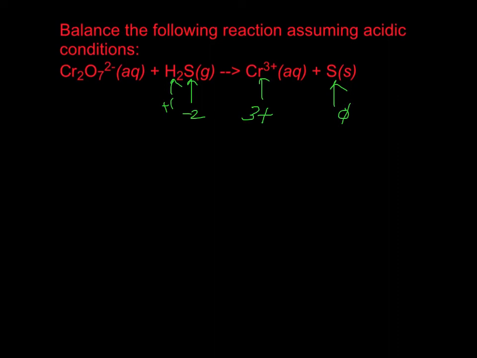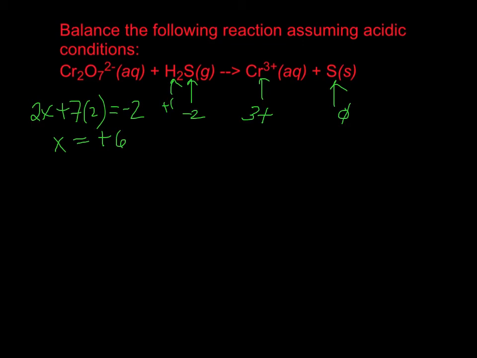And over here, our chromium, you can set up an algebraic expression if you don't want to do this in your head. We don't know what chromium is, so we're going to say 2 times X for the oxidation state of chromium, plus 7 times -2, since we have 7 oxygen atoms that each have an oxidation state of -2, is equal to -2. The sum of the oxidation states needs to add up to your overall charge. If you work all of this out, you should get that X is equal to +6 for chromium.